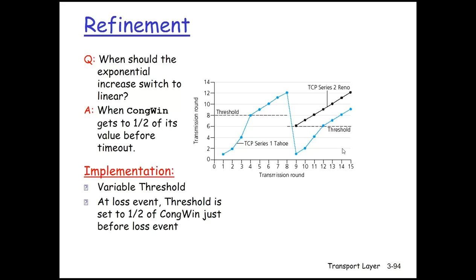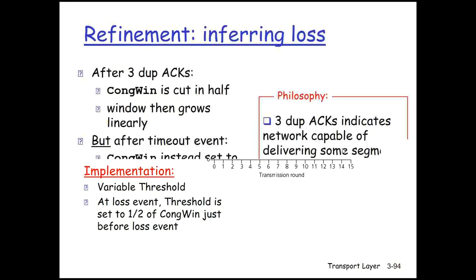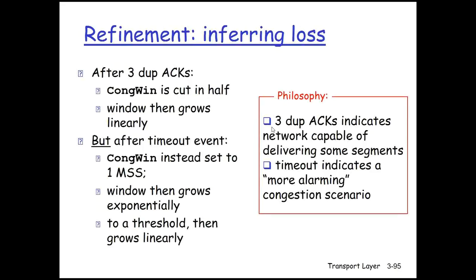Okay, very good. So what this is telling us is that if we see 3 duplicate acknowledgments, this indicates the network is capable of delivering some segments. A timeout indicates a more alarming congestion scenario. So timeouts are a more serious loss event than 3 duplicate acknowledgments.